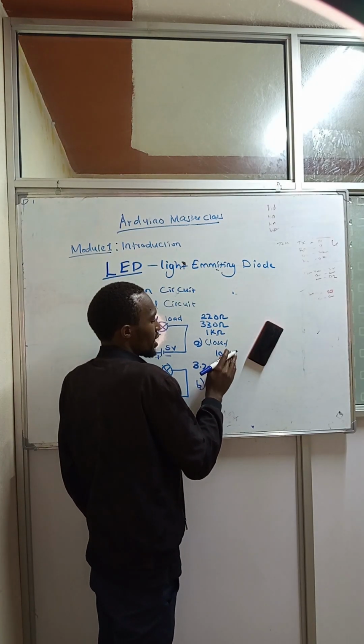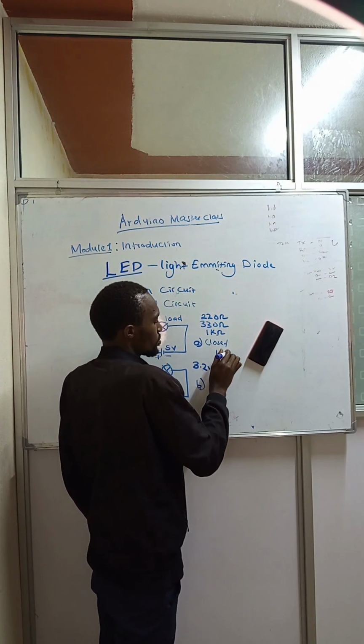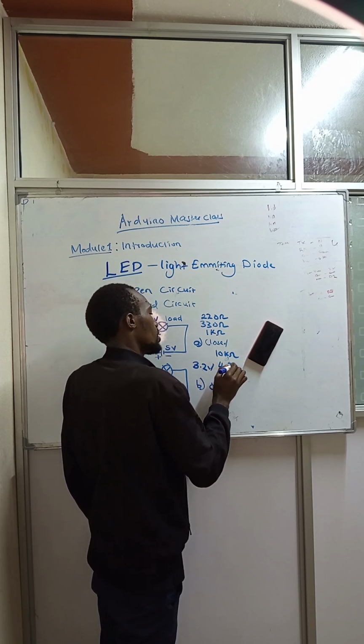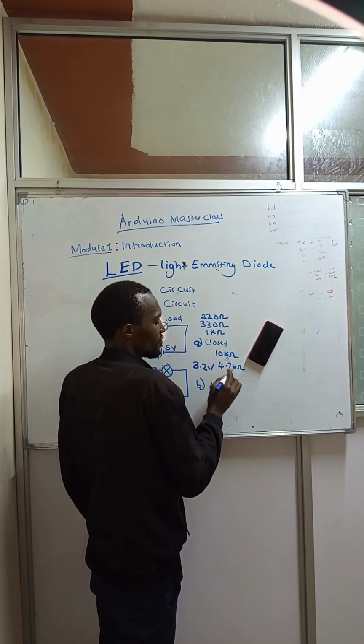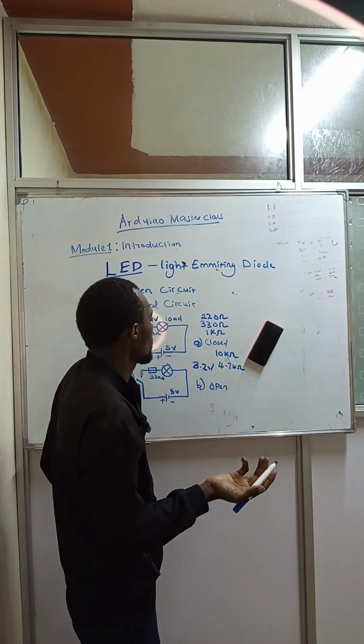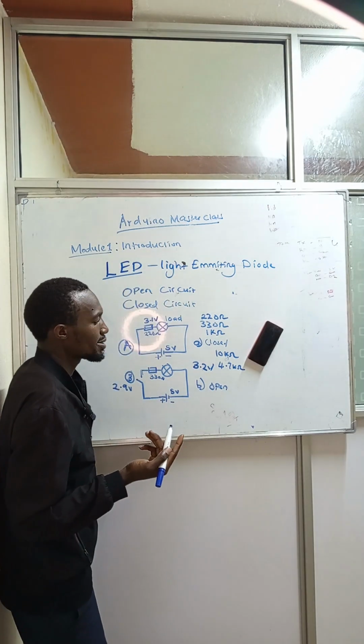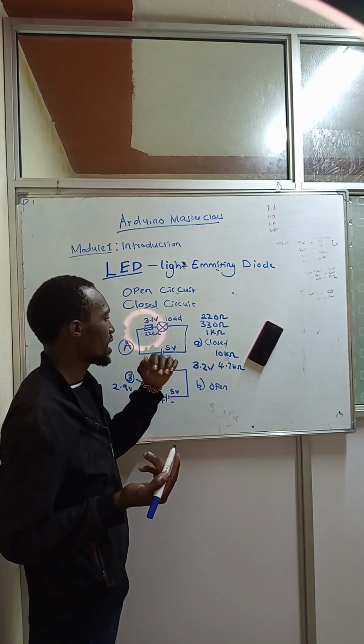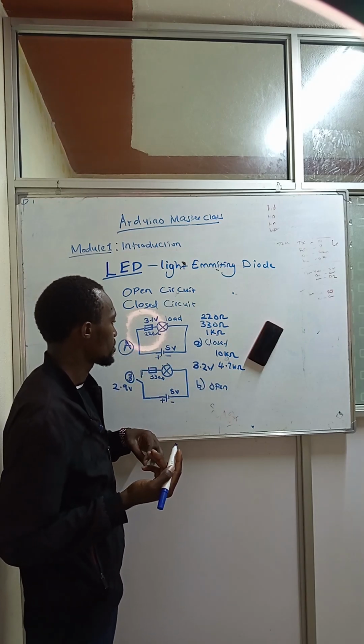We have other values like 10k ohm, 4.7 kilo ohm, we have more than that, even 100 ohm. You can't use these ones. These are very high values.